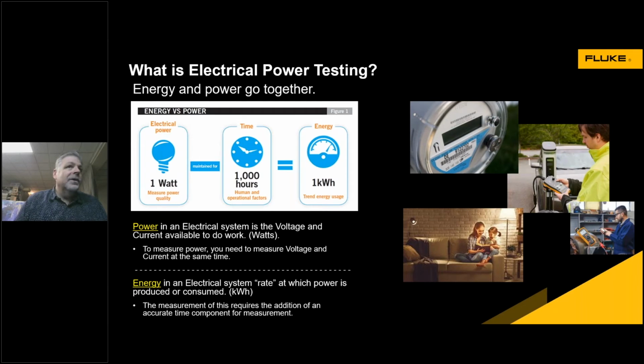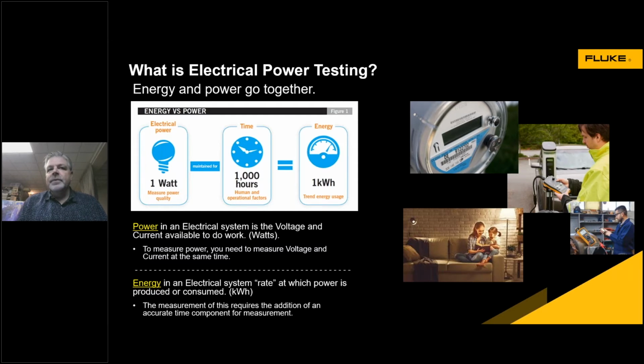So without any further ado, let's set some real quick terms here. What is power? What is energy? And have a quick discussion about that. Power in an electrical system is the voltage and current available to do work. We call that watts. You're probably all familiar with that term. And to measure power, you need to measure voltage and current simultaneously, at the same time. We will talk about it a little bit further in the presentation when you're using some basic test equipment and where there might be limitations there.